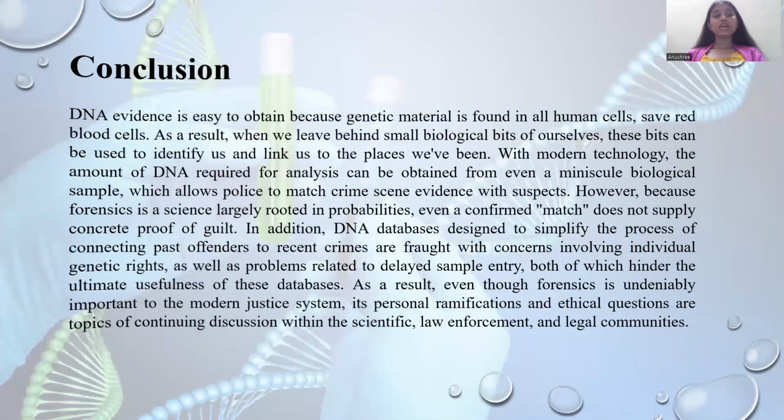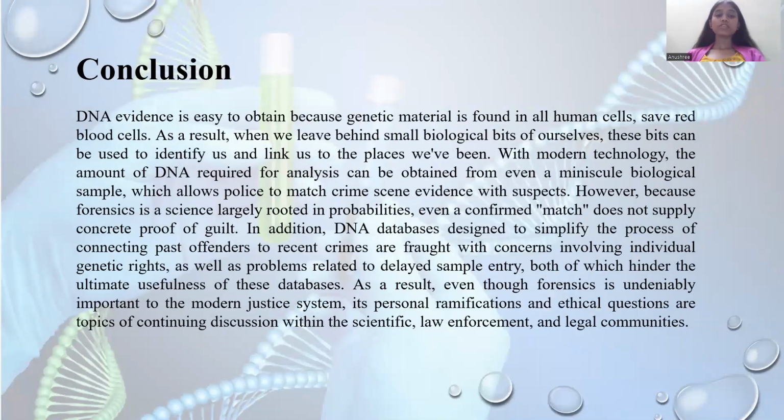Lastly, the conclusion. DNA evidence is easy to obtain because genetic material is found in all human cells save red blood cells. As a result, when we leave behind small biological bits of ourselves, these bits can be used to identify us and link us to the places we have been. With modern technology, the amount of DNA required for analysis can be obtained from even a minuscule biological sample, which allows police to match crime scene evidence with suspects.